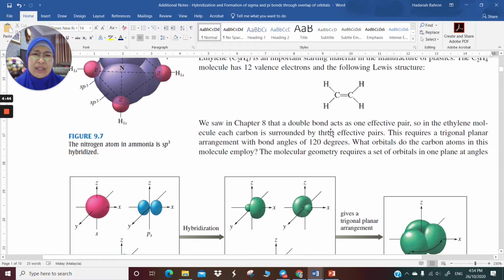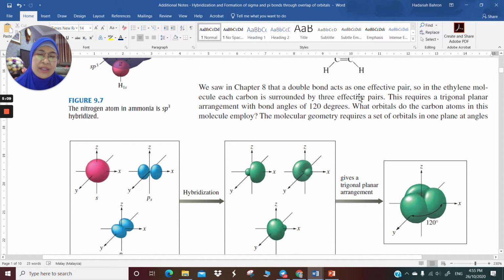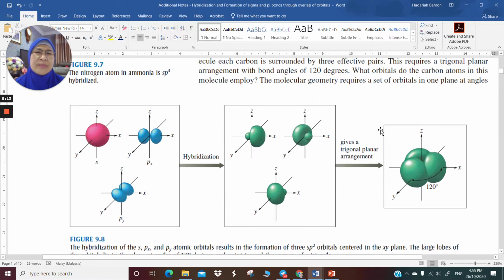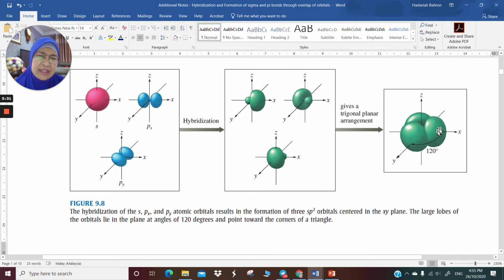The double bond acts as 1 effective pair, so the ethene molecule is surrounded by 3 effective pairs, and 3 effective pairs give you trigonal planar, with the hybridization of sp2, one s and 2 p's. So how is the hybridization achieved? By this s orbital mixing with this p orbital and that p orbital. So you have it like this. It makes a trigonal planar shape with a bond angle of 120.